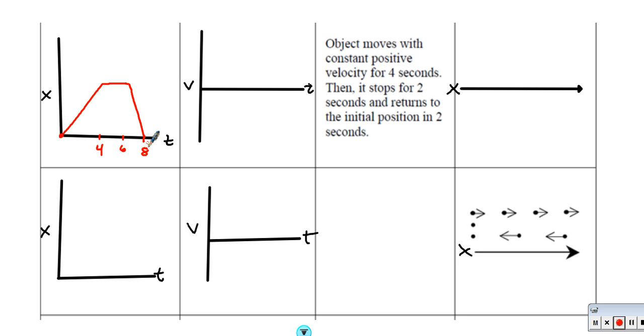So that gives us some idea of how to draw the velocity time graph now. We know that it's going to be moving to the right at constant velocity for 4 seconds. It's going to drop for 2 seconds to 0, and then because it's moving quickly, it's going to be negative and constant, quickly moving back to the origin.